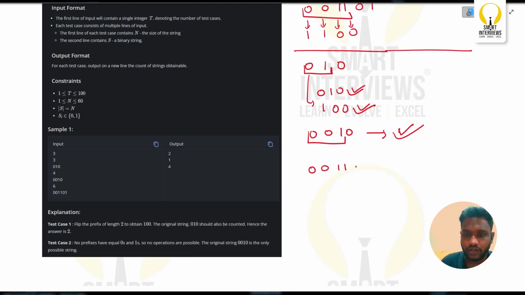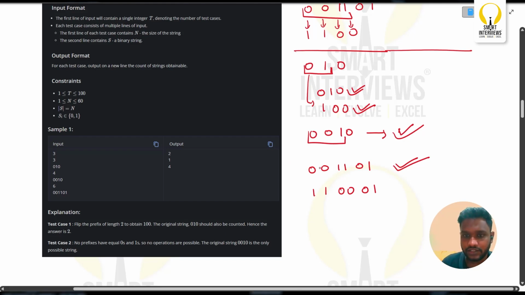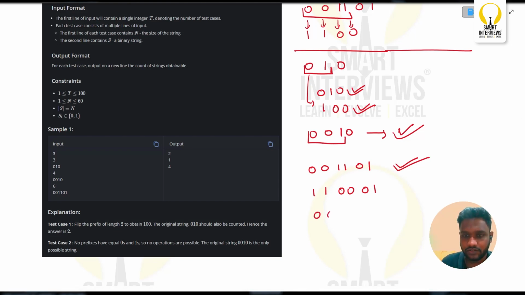0, 0, 1, 1, 0, 1. What are we able to get? So first prefix with equal zeros and ones is this. So as usual, we have one string. Now if we flip this, we get one more string, 1, 1, 0, 0, 0, 1. Now this original string 0, 0, 1, 1, 0, 1 itself is a prefix string with equal zeros and ones.